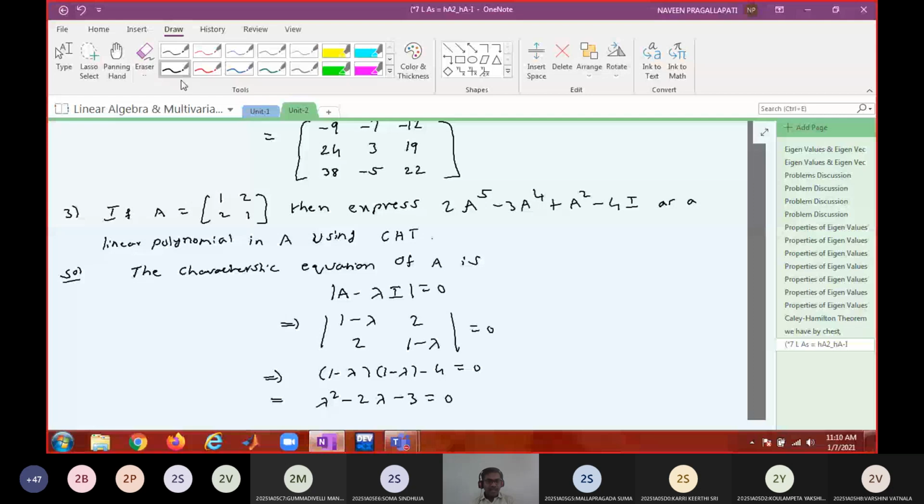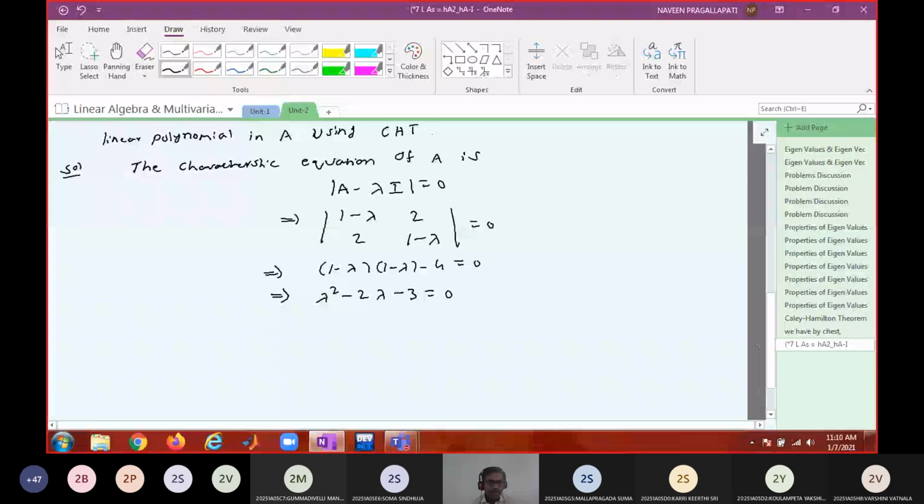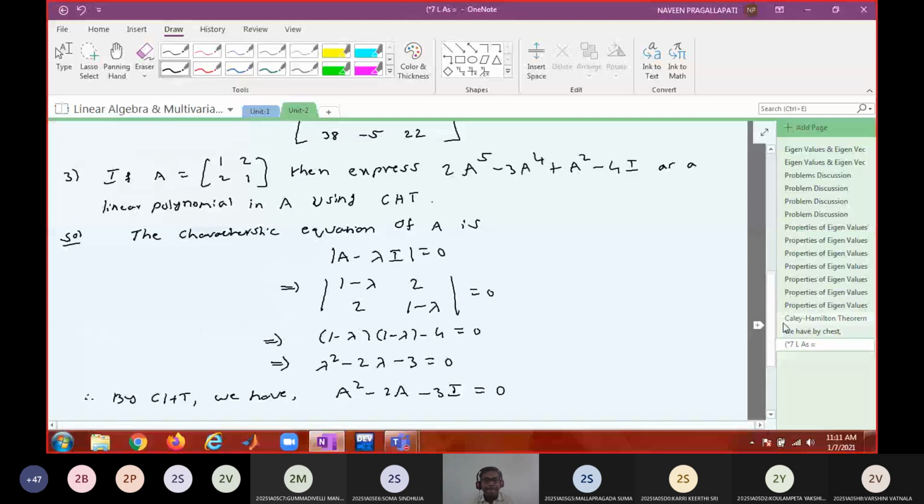Right. Now use the Cayley-Hamilton theorem. Shall I proceed? Therefore, by the Cayley-Hamilton theorem, we have A squared minus 2A minus 3I equals 0. Okay. Now, how do I simplify?